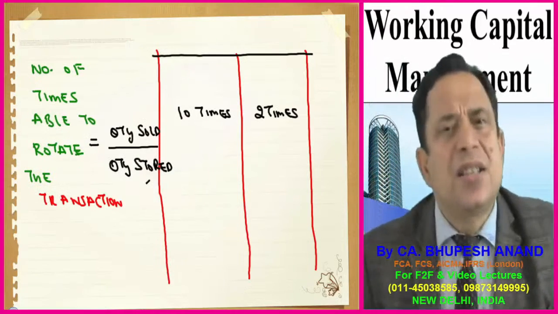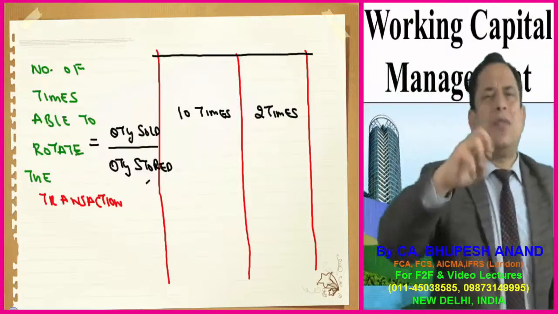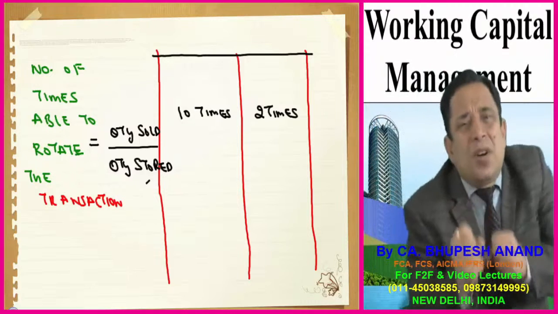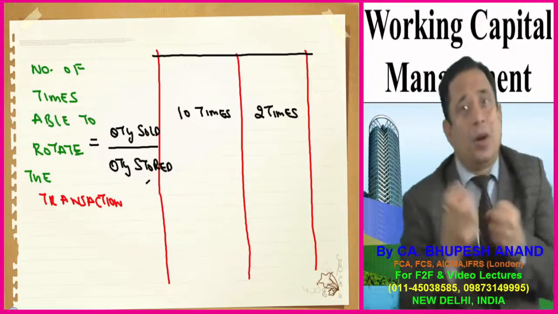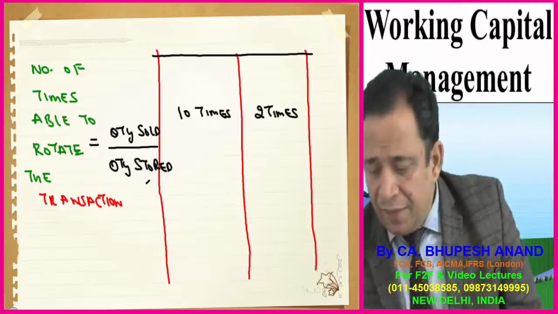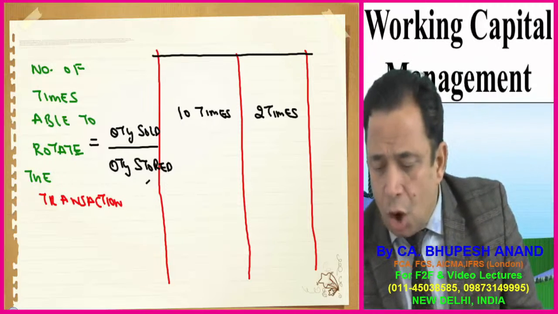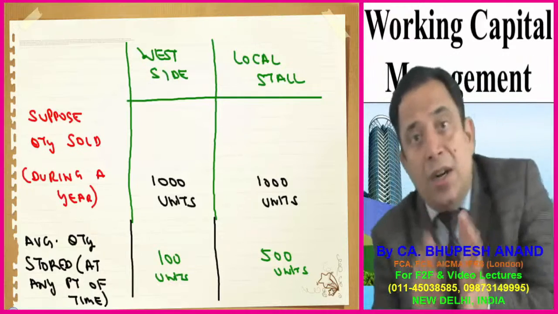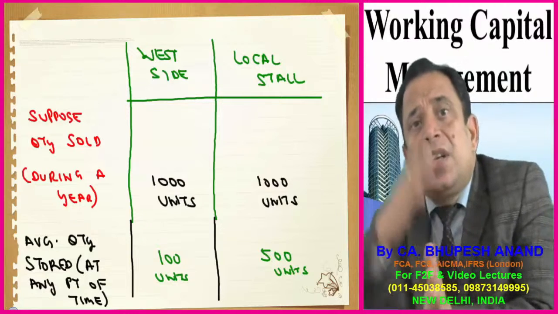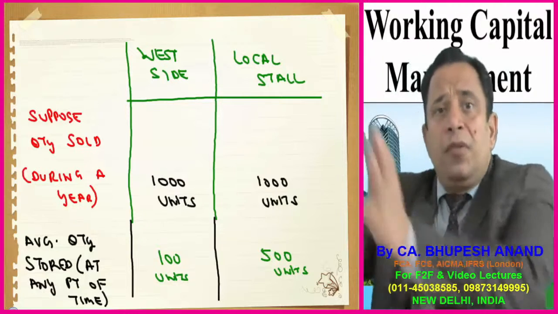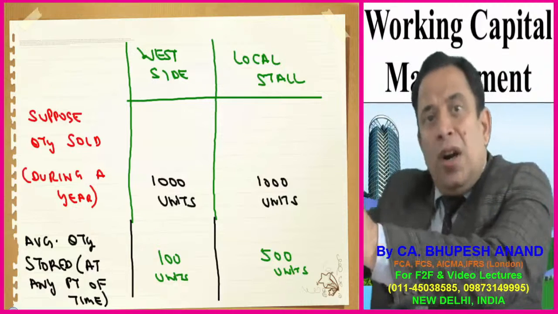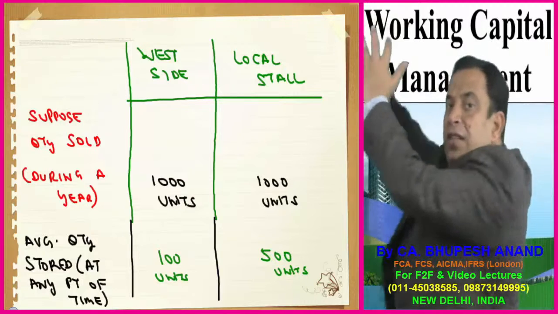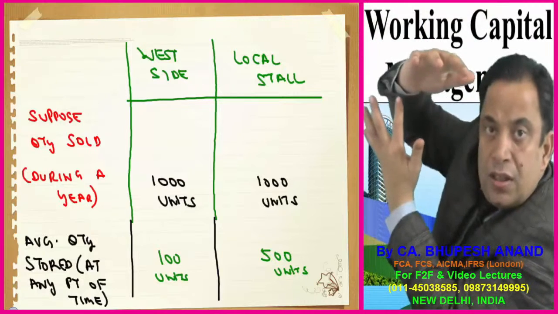So if I don't know the formula, I want to ask you how many times West Side is able to rotate its stock, because West Side is only keeping an average stock of 100 units. It means once those 100 units are finished, West Side will purchase new 100 units. Once those are finished, again West Side will purchase new 100 units, and so on. You are getting my point?